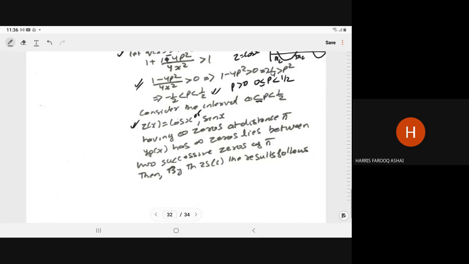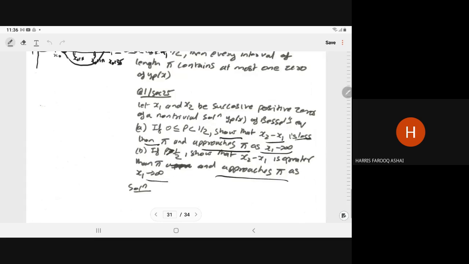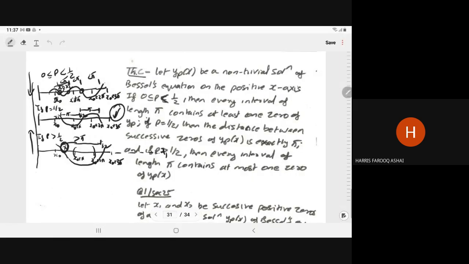By the Sturm comparison theorem 25b, yp has infinitely many zeros, and a zero of yp lies between two successive zeros of the pi. Then by theorem C, we have the result. So whatever our statement, we have the same result here.